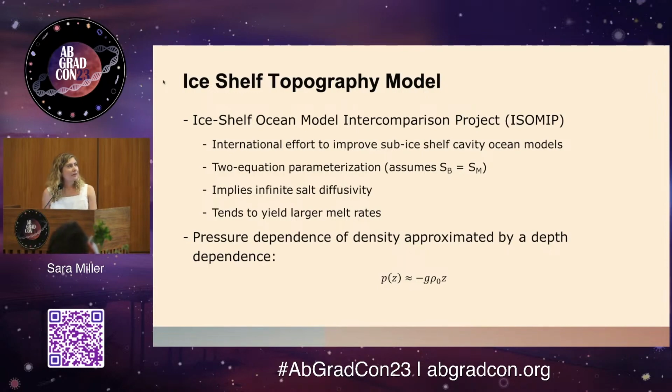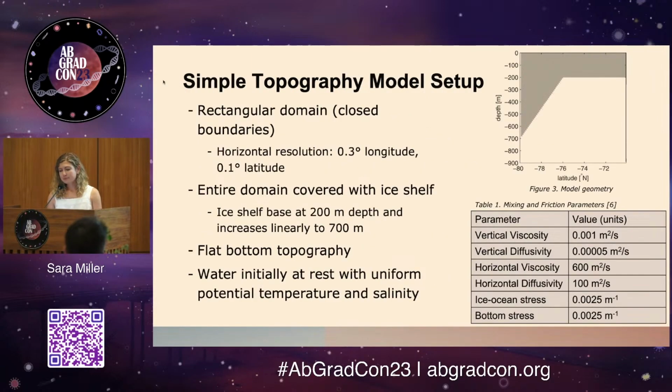One other thing that's very common on Earth, but not a great approximation for Europa, is that often in ocean models, the pressure dependence of density is approximated by depth dependence. I mentioned that Europa's ocean is a lot deeper than Earth's. So this is something that I've removed as well, because I think it no longer holds for Europa's ocean.